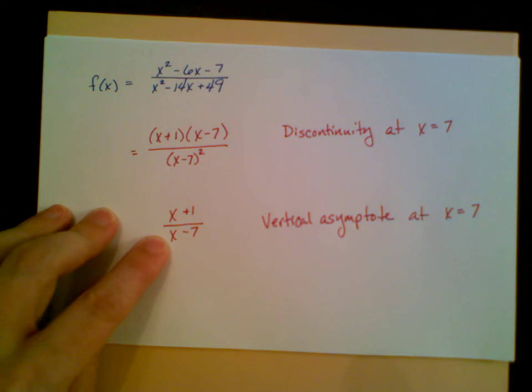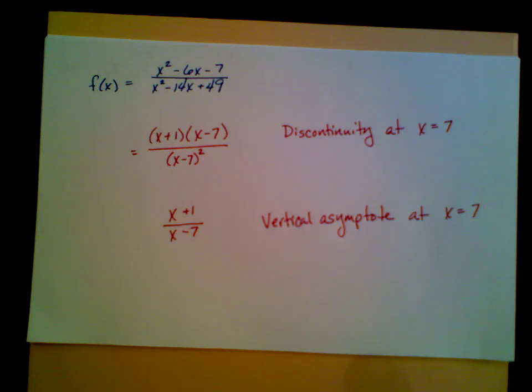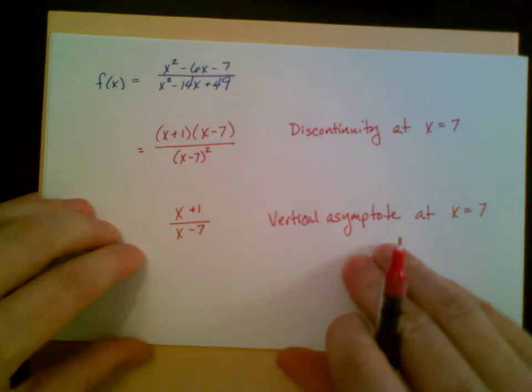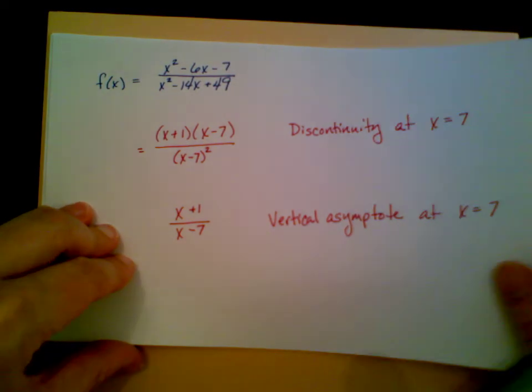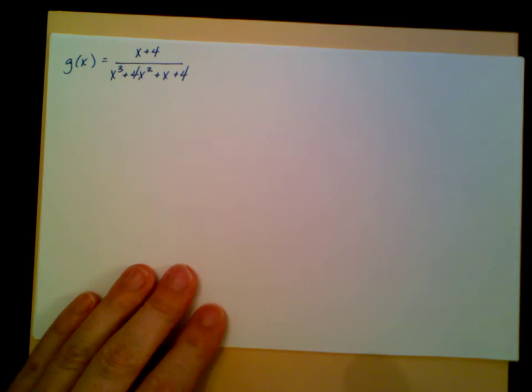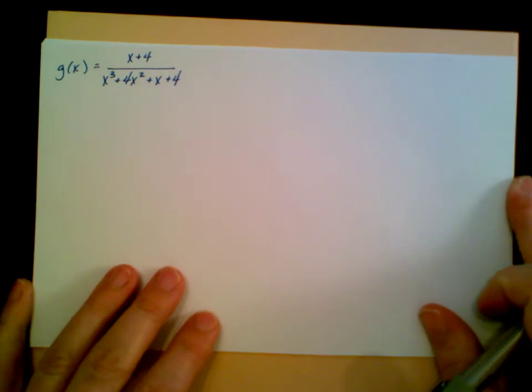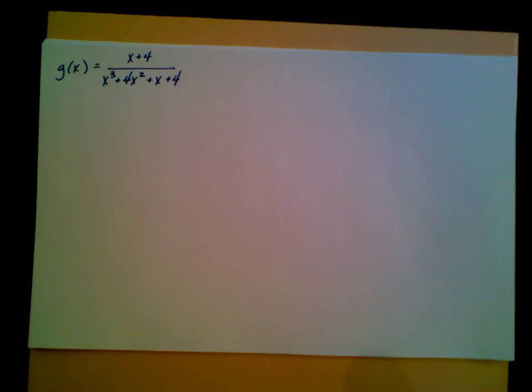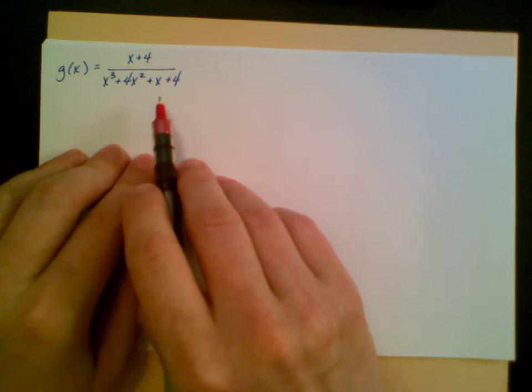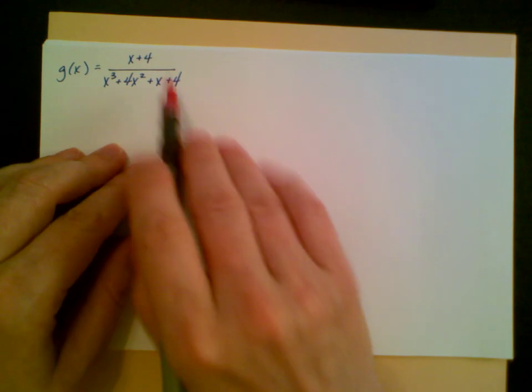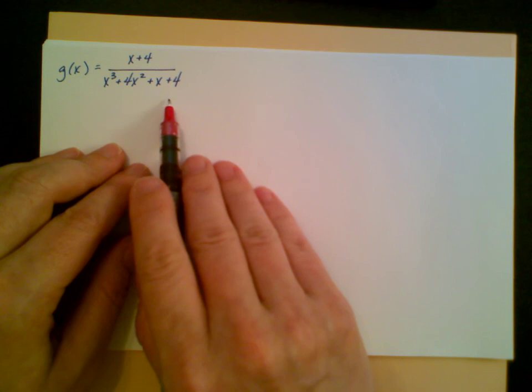It's only a point discontinuity if you can get it to cancel entirely out of the denominator. And let's do one more. I've got x plus 4 over x cubed plus 4x squared plus x plus 4. Now, I do want to remind you, you can only cancel something if it is a factor of the top and a factor of the bottom.